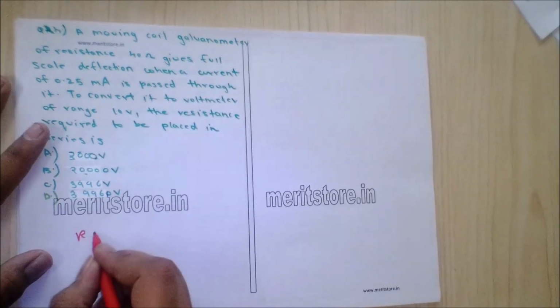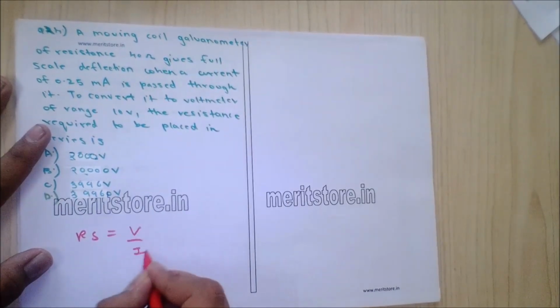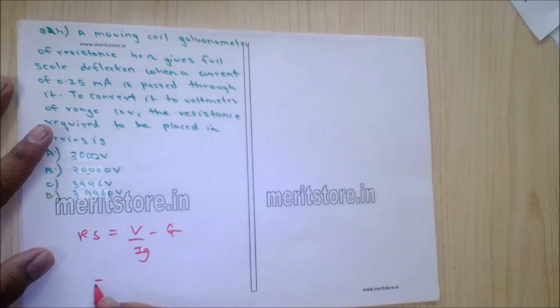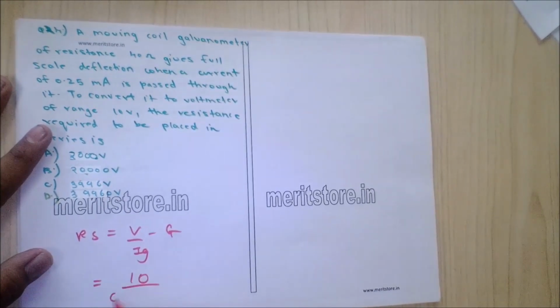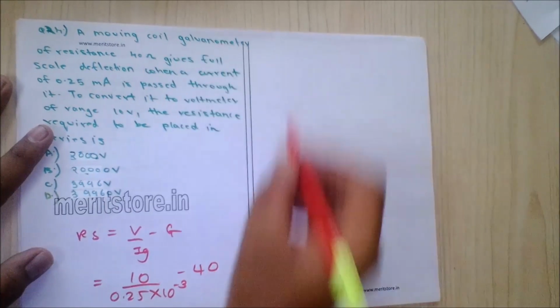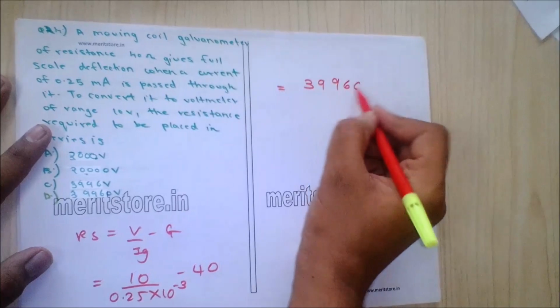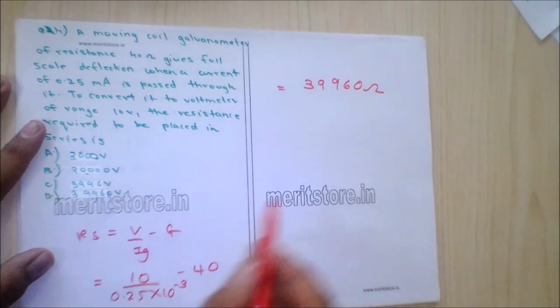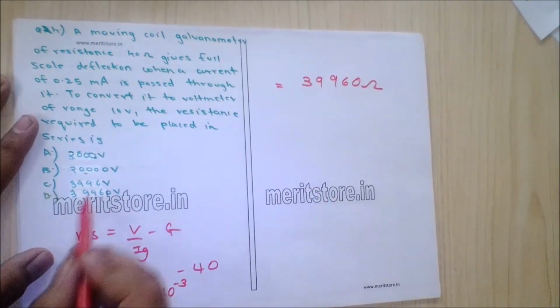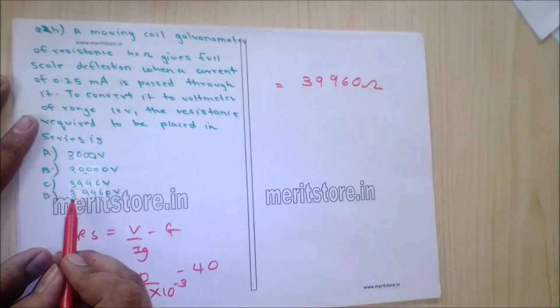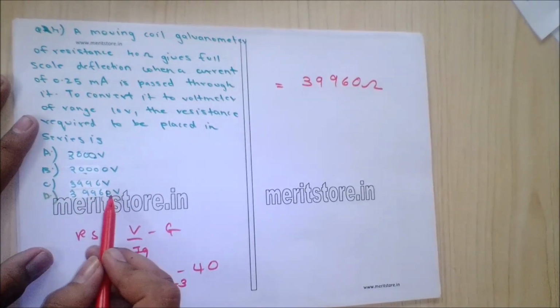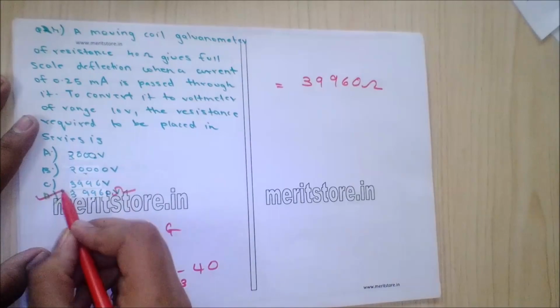So Rs is equal to V upon Ig minus G, which is equal to 10 upon 0.25 into 10 raised to minus 3 minus 40, which gives us 39,960 ohm. So option D, 39,960 ohm, is the correct answer.